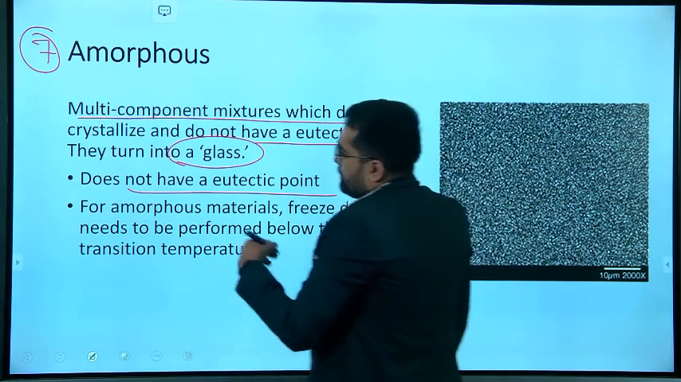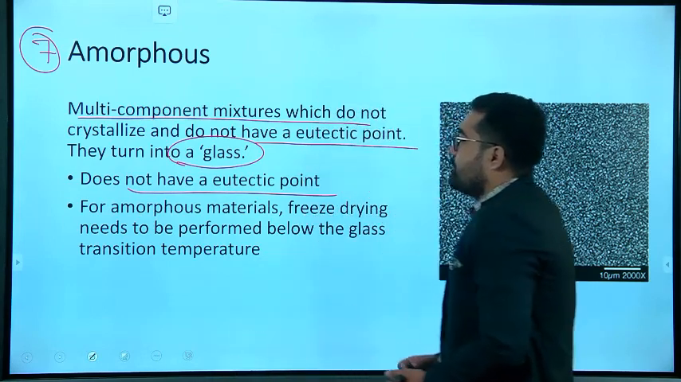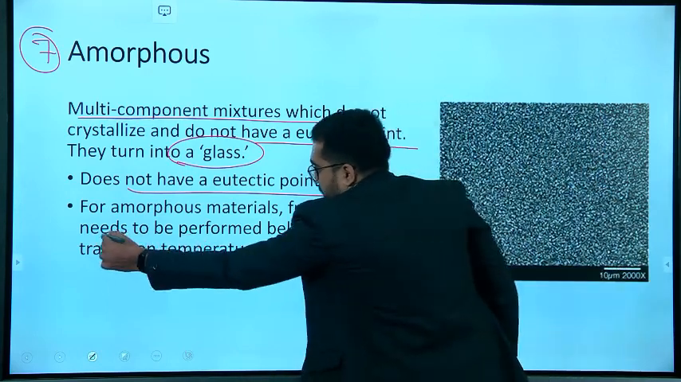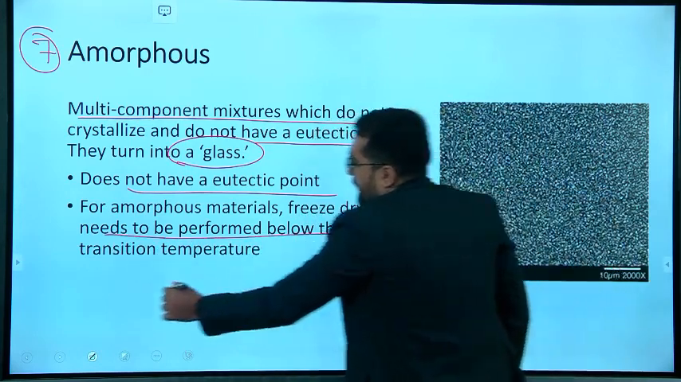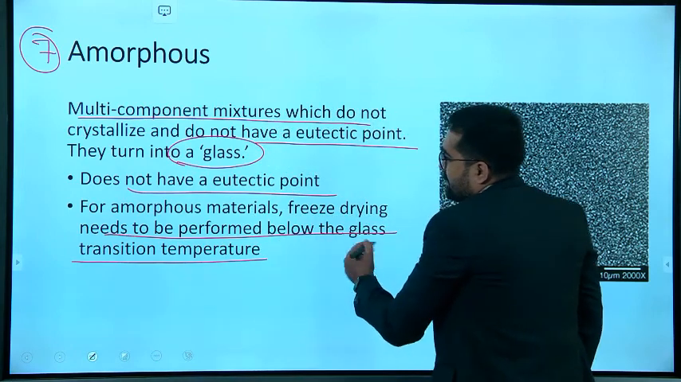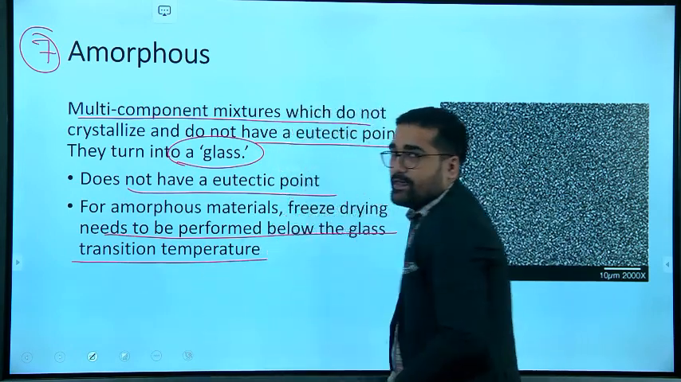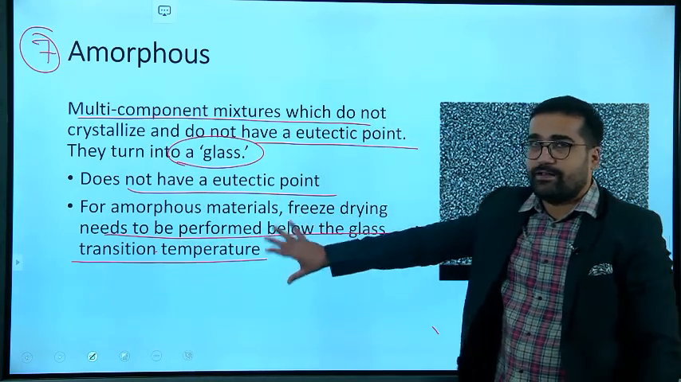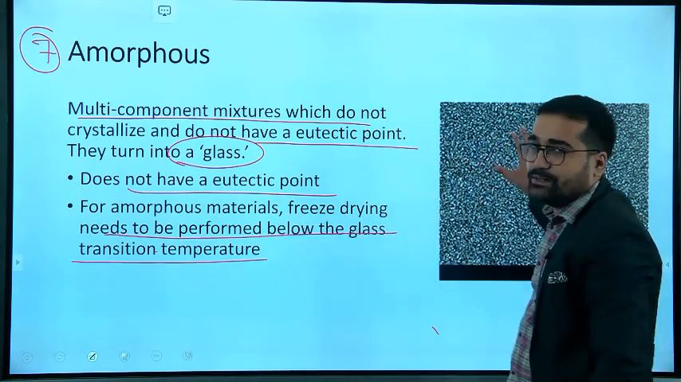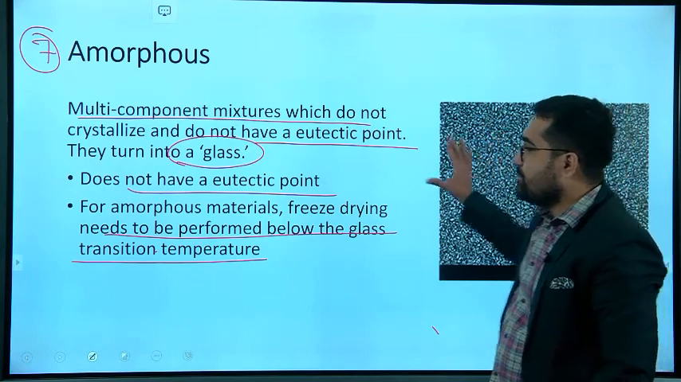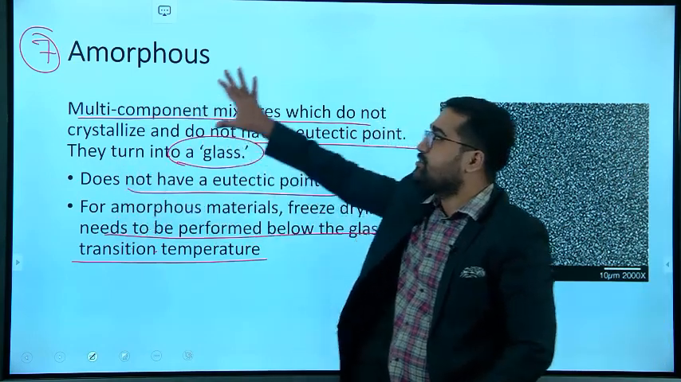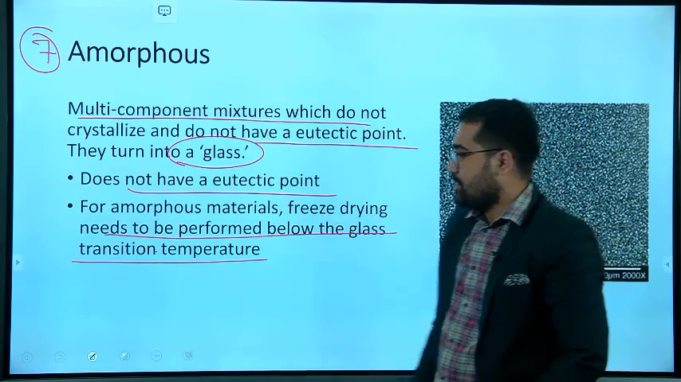So what do we do for the freeze drying of the amorphous material? We need to perform drying below the glass transition temperature. Below, like before converting our product into this glass transition temperature or glass stage, below that temperature we have to perform the drying in case of an amorphous product.